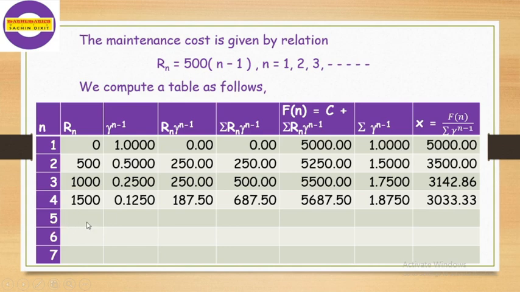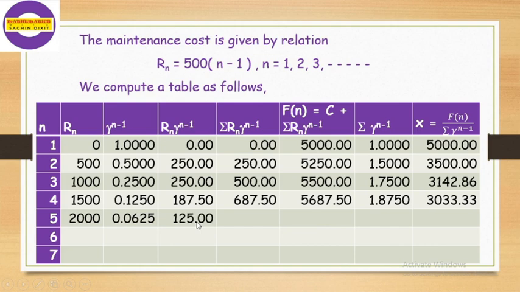For the fifth year, n is equal to 5. 5 minus 1 is 4. 4 into 500 gives 2000. Then to find this gamma raised to n minus 1, gamma is 0.5, n is equal to 5, 5 minus 1 is 4. Therefore, 0.5 raised to 4 gives 0.0625. Then we multiply it by 2000. So we get Rn into gamma raised to n minus 1.